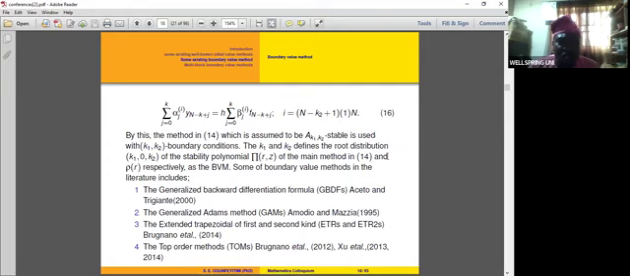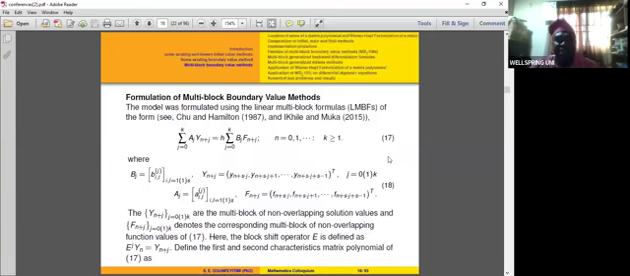We have the extended trapezoidal rule. We have the top order method. We also have methods for the case of second derivative, but my emphasis is just on the first derivative. For the case of second derivative, we have the generalized extended second derivative method, and the modified generalized method. So here we have the formulation of multi-block boundary value method, which is the topic for today.